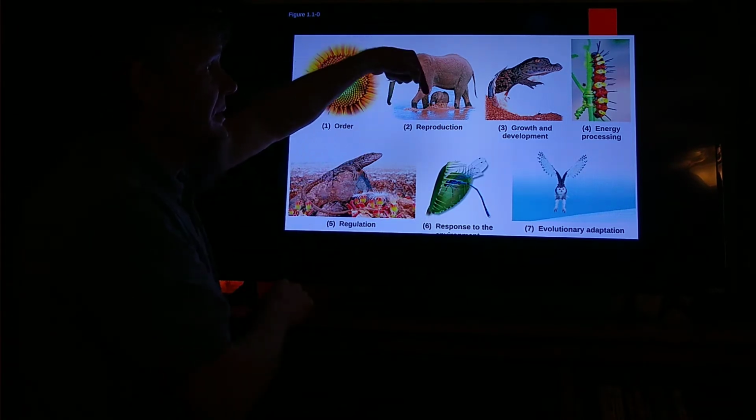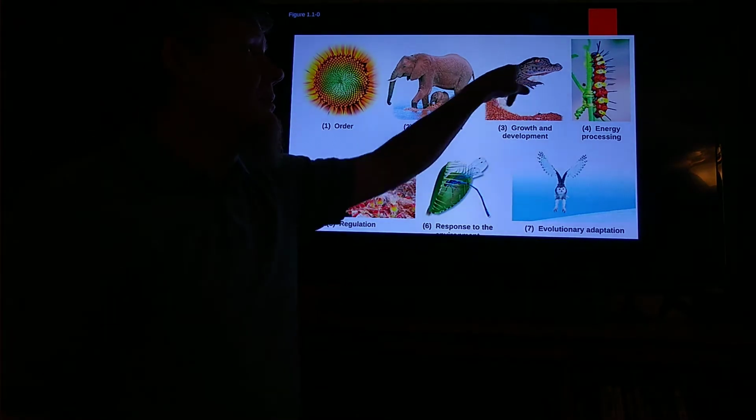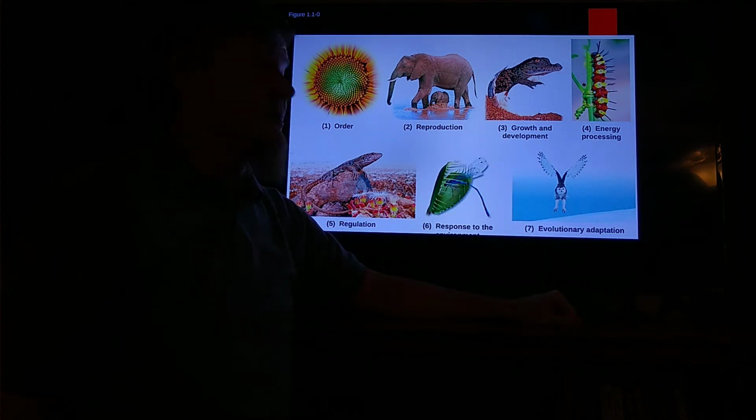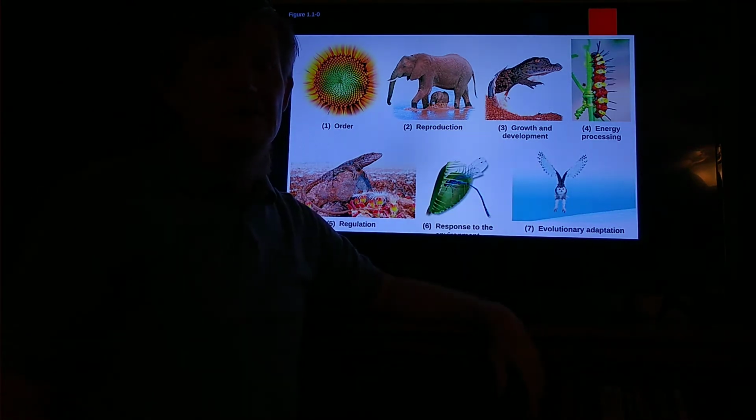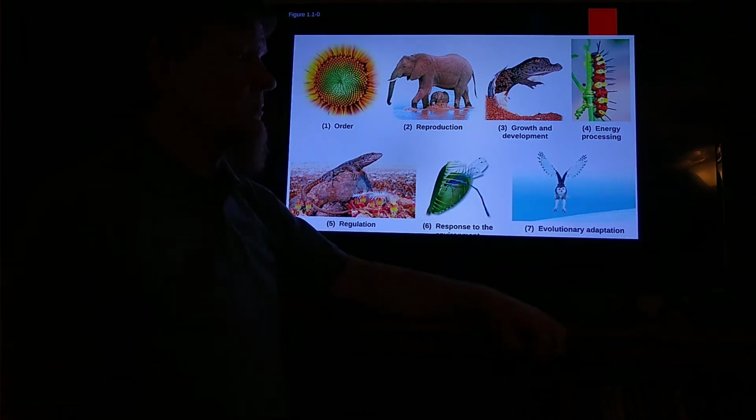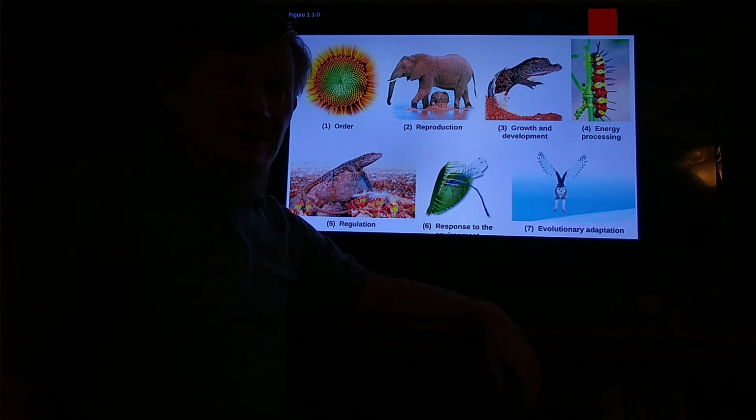We see mommy elephant, baby elephant. Everything that's alive has to grow and develop. Here's an alligator being born, brand new, emerging from its shell. It is a tiny little thing. It's going to take it a long time to grow to be a large alligator like what we see on Swamp People. Everything that's alive must process energy.